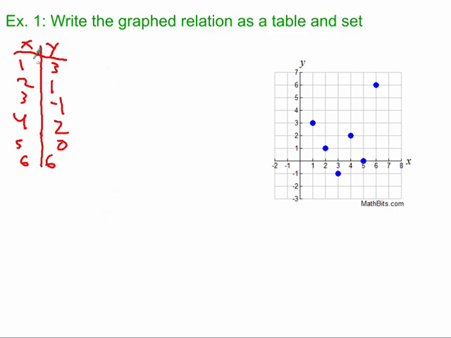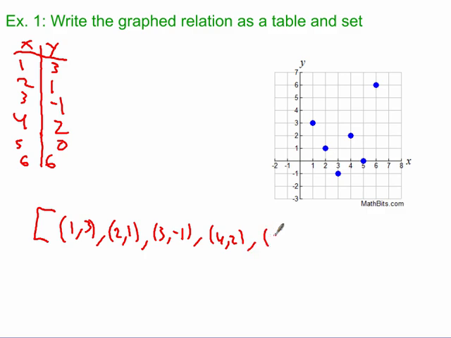Now I can take this table and turn it into a set. I just take my ordered pairs and put them together: (1, 3), (2, 1), (3, -1), (4, 2), (5, 0), and (6, 6). And there we go. We've turned our graph into both a table and a set. That's all there is to it. Let's take a look at another example.